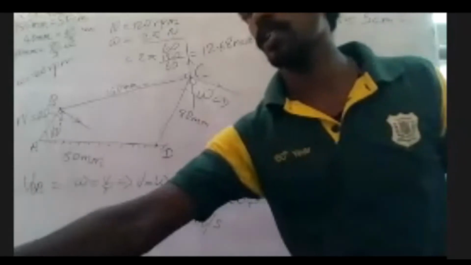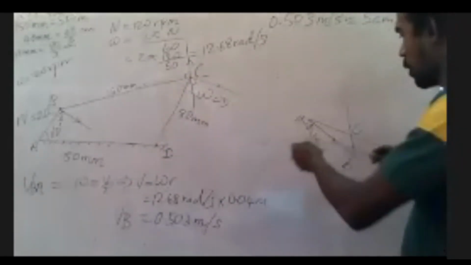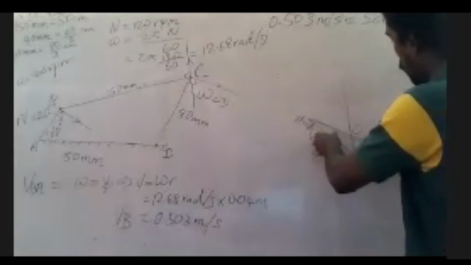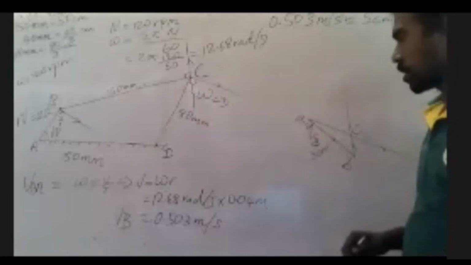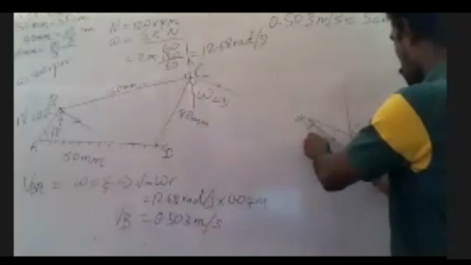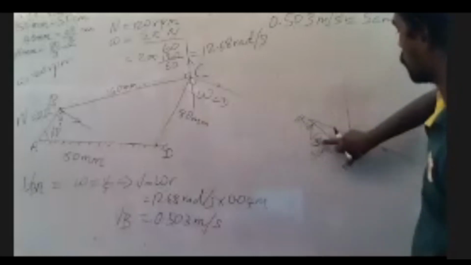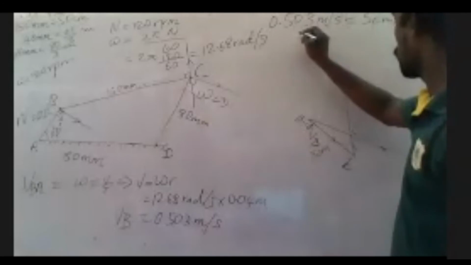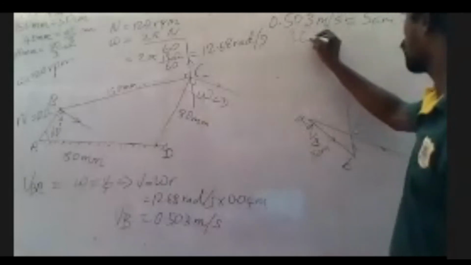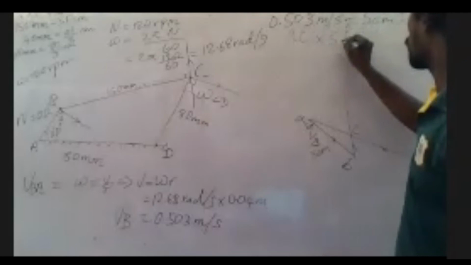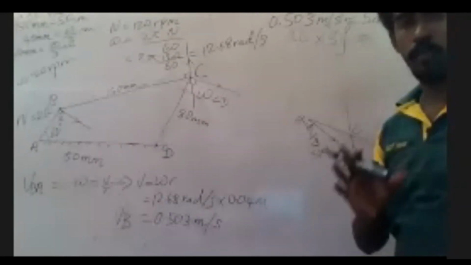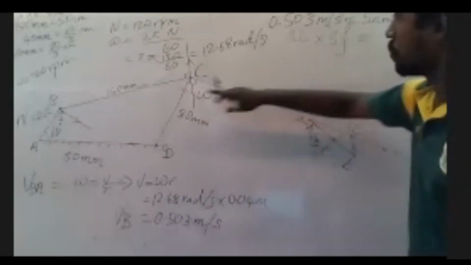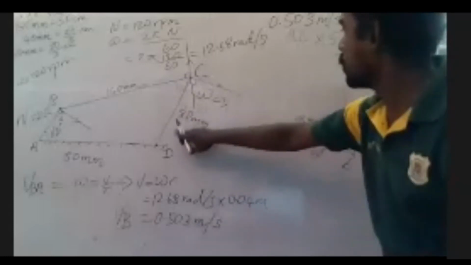Now I need to find them, right? So what I can do is simply take the scale and measure it. So you will get a value according to the scale factor. Say for example, 0.503 meter, you mark it as 5 centimeter. Then you measure this, you will have a value, right? So that length into your scale factor will give you the velocity of this, sorry, not AC, DC.